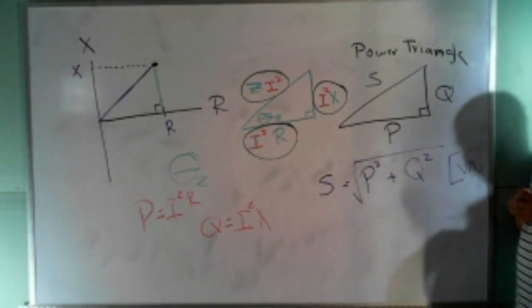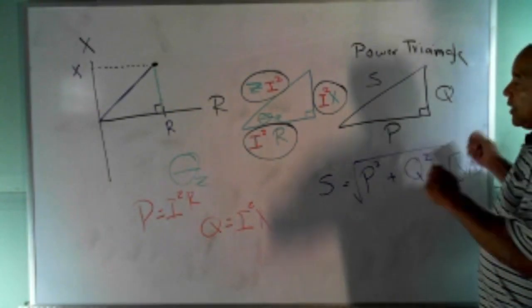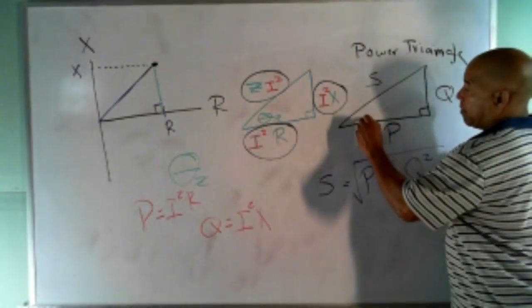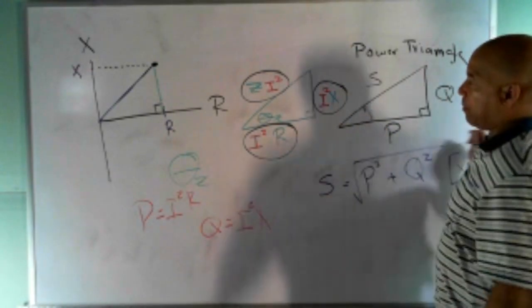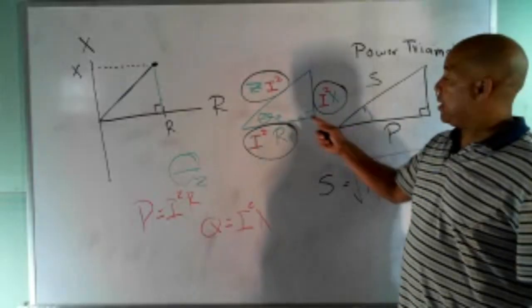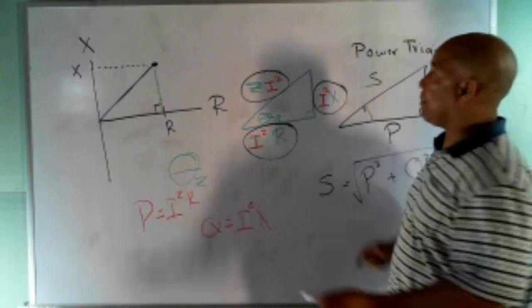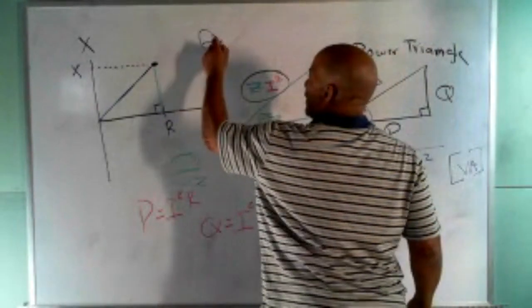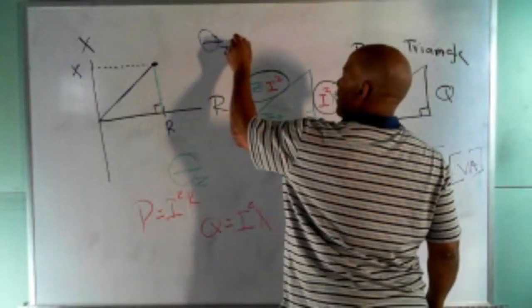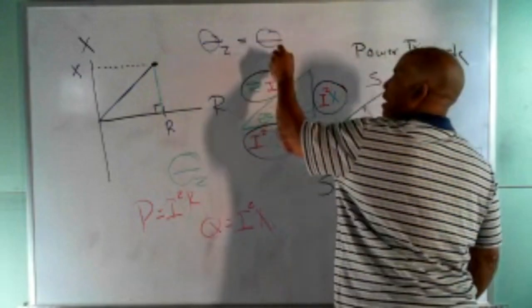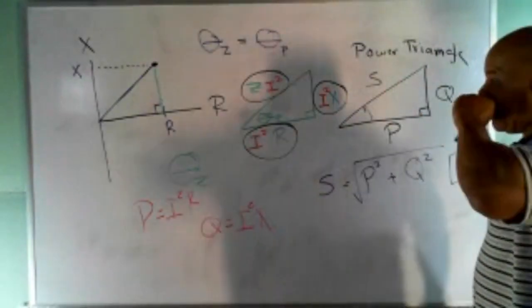Here's something interesting. This angle right here, remember this triangle came from here, so this angle and that impedance angle are the same. So my theta z is the same as the theta over here. I'll call it theta p for power.